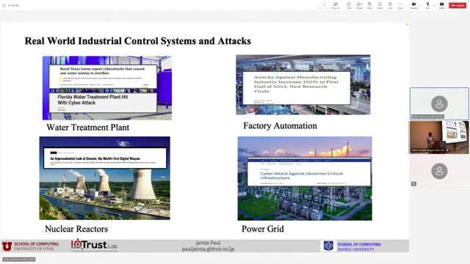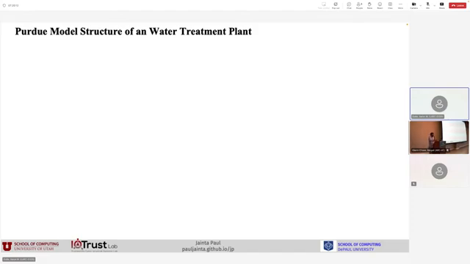To know how these attacks are executed or how can we detect this kind of attacks, we have to know the components of an industrial control system and how the components interact with each other. And there is no better way to explain the components of an industrial control system than the Purdue model. What the Purdue model provides is a standard for how the components of an industrial control system should interact with each other. For example, this is the Purdue model of a water treatment plant.